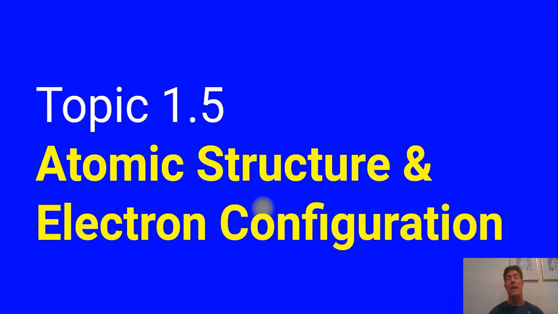Okay, the fifth topic is atomic structure and electronic configuration. And this is really one of the core concepts that helps us decode and read the periodic table, and it helps us appreciate the various trends of properties associated with the periodic table. And the reason the periodic table is periodic is that we have repeating similarities of electron structure.